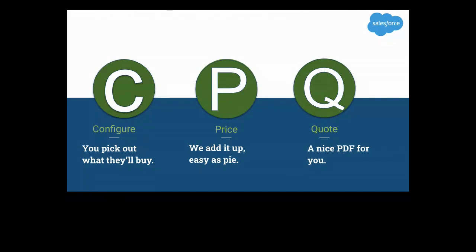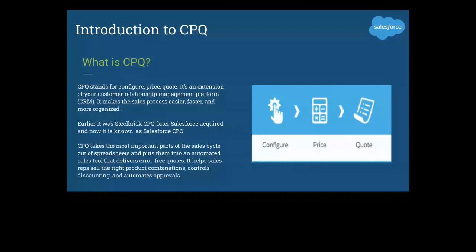What CPQ does is make the sales process easier, faster, and more organized. How we are going to do that, you will know very soon. And again, as I told you, there were some flaws covered by CPQ. So CPQ delivers error-free quotes with the right product combination, controlled discounting, and automated approvals.